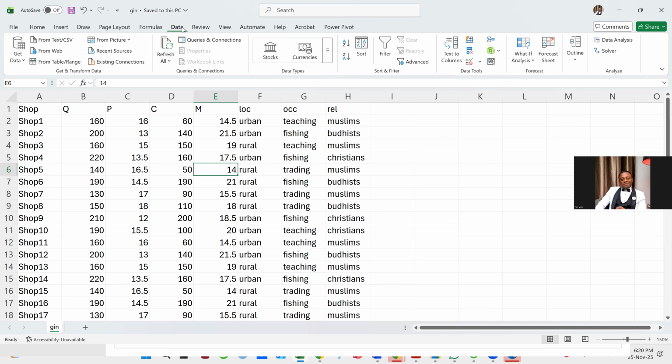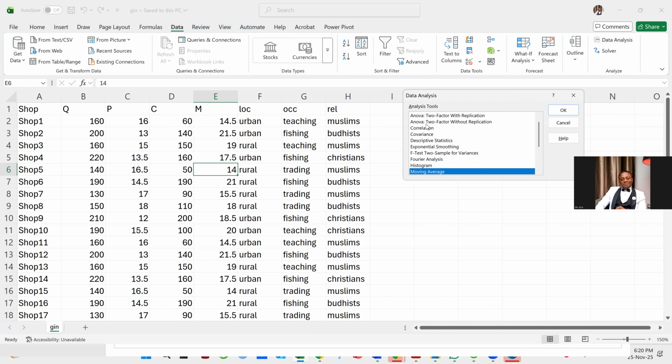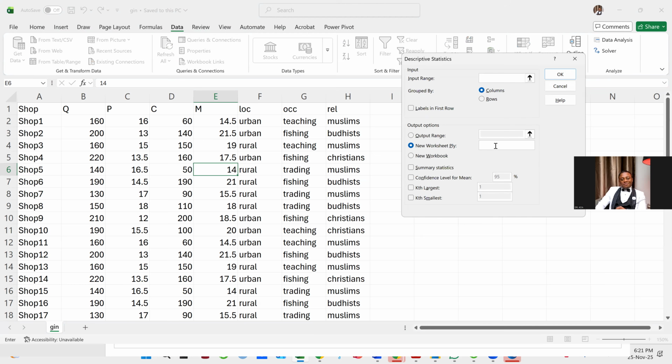Click on the data tab at the top. On the far right, click on data analysis. And then a pop-up will show. In the pop-up, look for summary statistics or descriptive statistics. Okay. You see descriptive statistics here. Double click on it to open it.